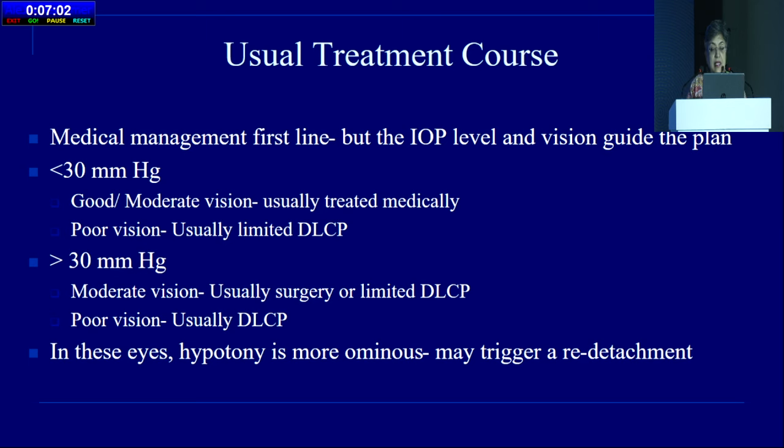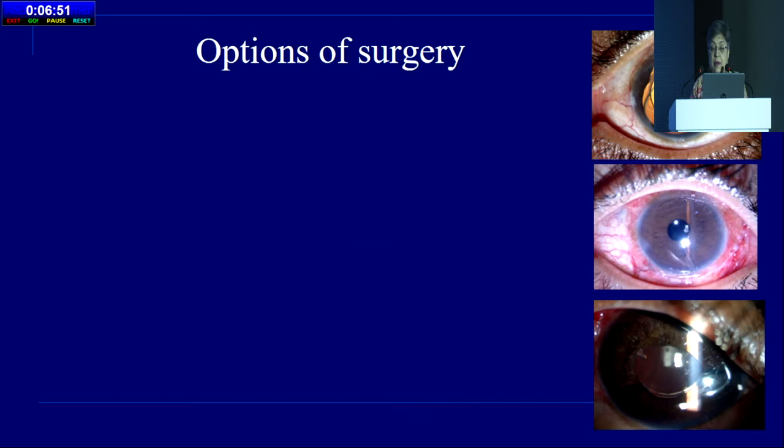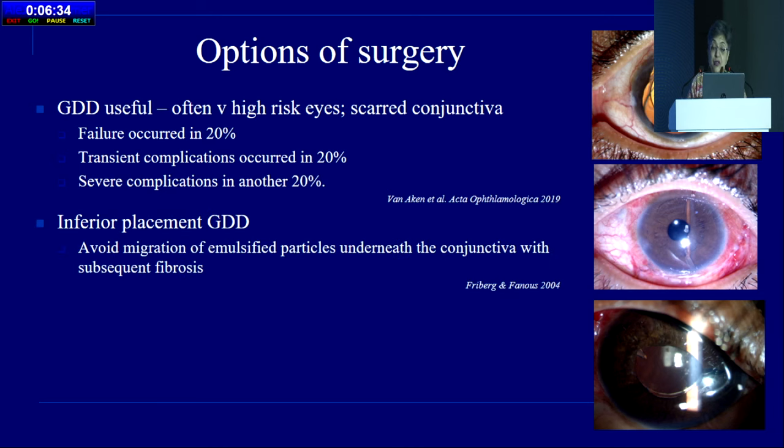So in these eyes, hypotony is more ominous because it may trigger a re-detachment. So you're very scared of doing a DLCP without it being limited, because hypotony can be detrimental. So the options are: glaucoma drainage device is useful because they're often very high risk eyes, as I said, and they have scarred conjunctiva. One study showed failure occurred in 20%, complications in 20%, and severe complications in yet another 20%. So only about 40% of patients were trouble-free.